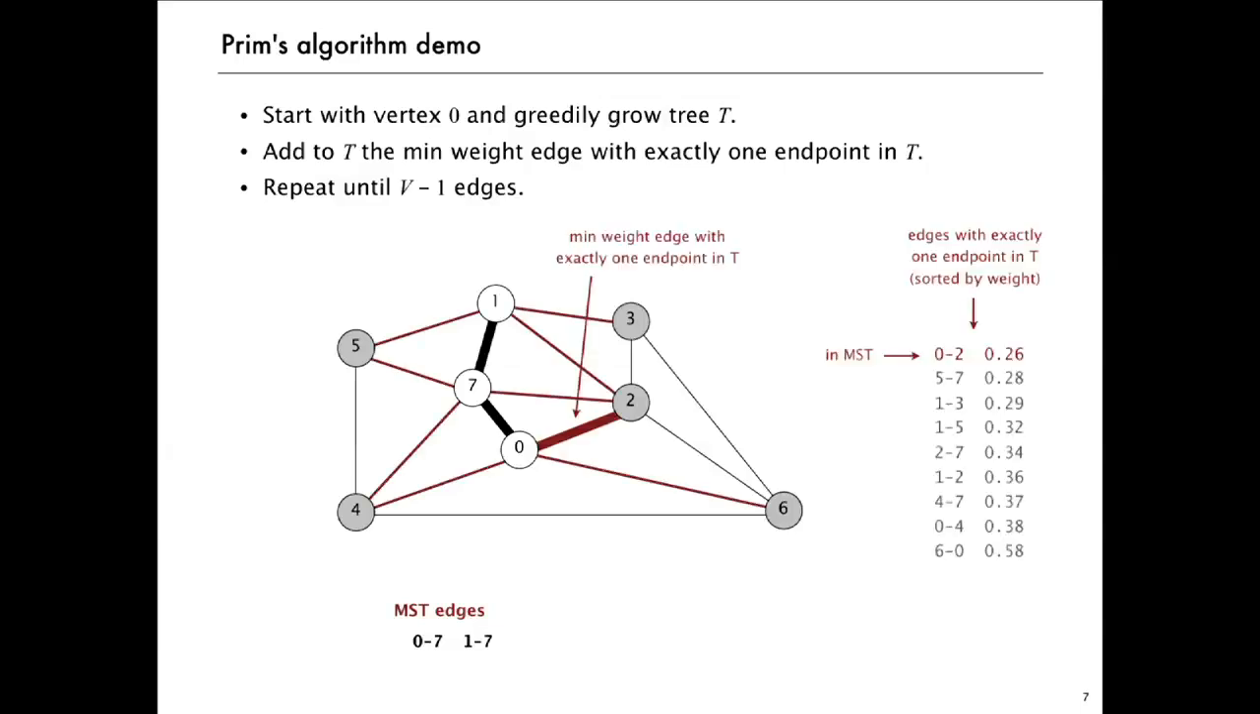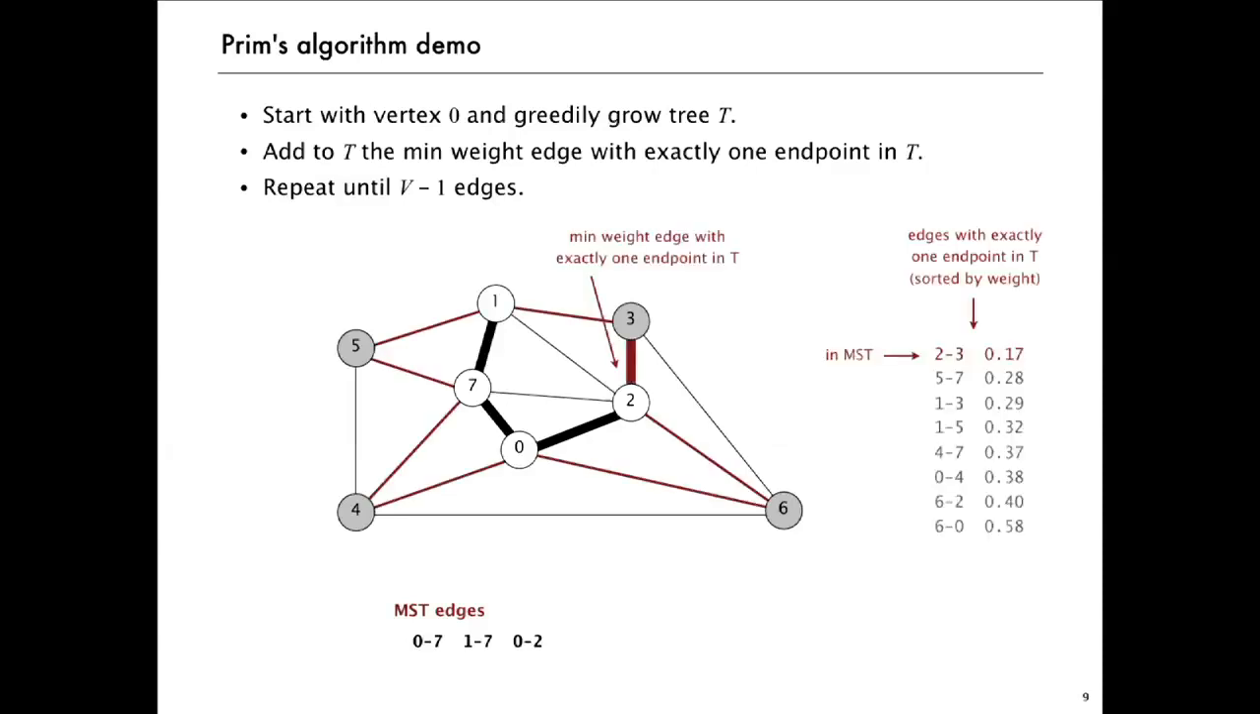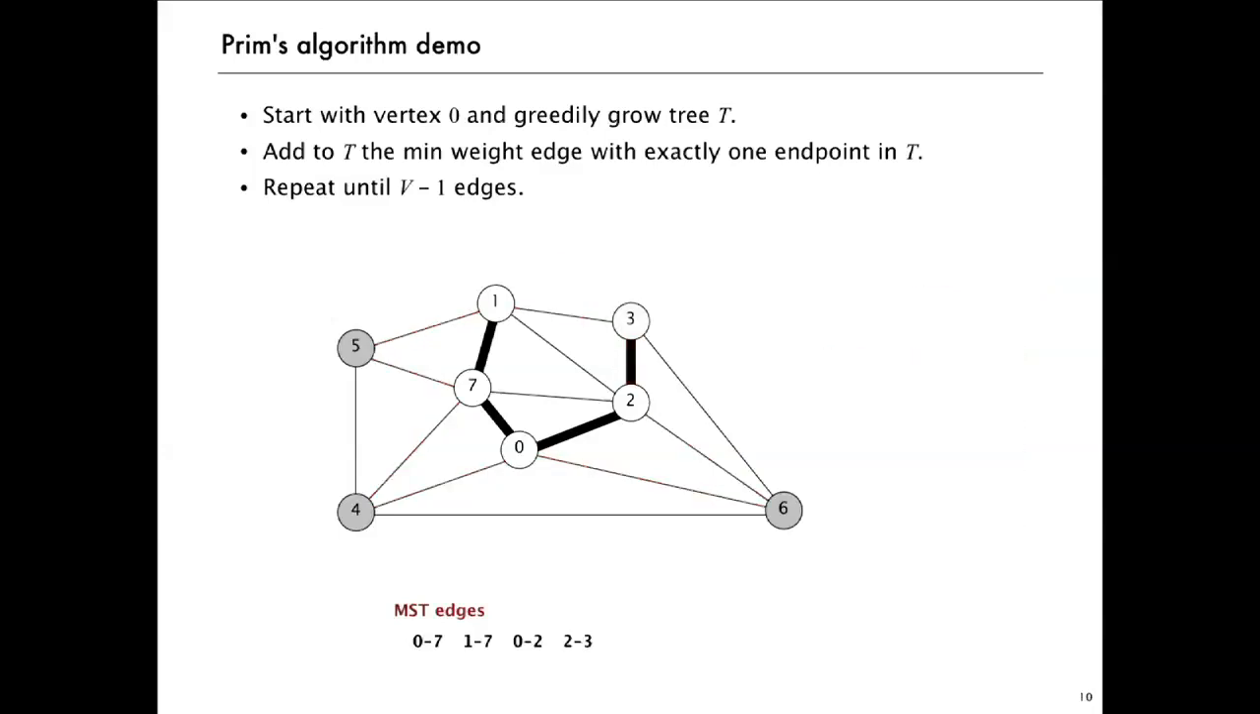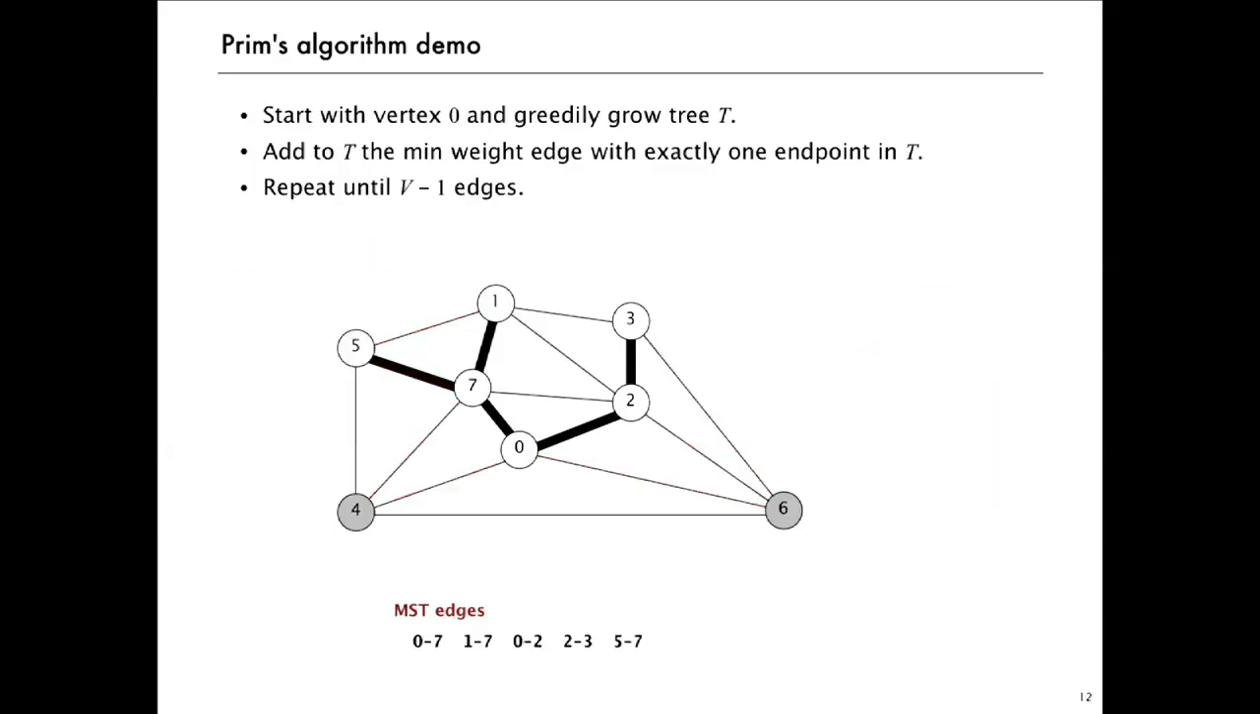Continuing, now the min weight edge that connects to the tree is 0-2. So we add that one. So now we have 3 edges, 4 vertices on the tree. Closest vertex to the tree, or the smallest edge coming out of the tree, is 2-3. So we add that one. So now we have 3 more vertices to go. And you can see that the next one that's going to come is 5. That's closer to the tree than 4 or 6. So we do that, add 5.